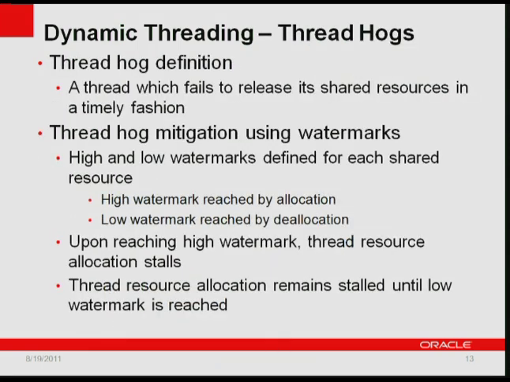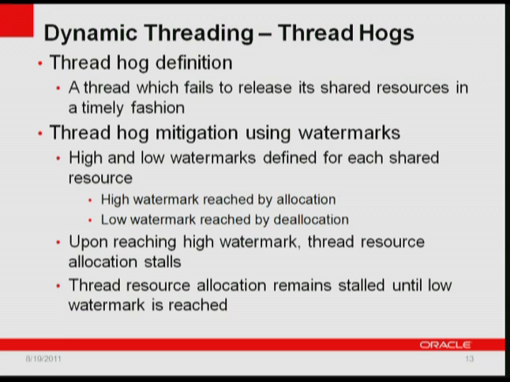When you do dynamic resource allocation, though, you can create the problem of a thread hog. And a thread hog is really indicative of inefficient resource allocation. Its definition is a thread which fails to release its shared resources in a timely fashion. So to deal with this, we have several different mitigation techniques that we've implemented on the core.